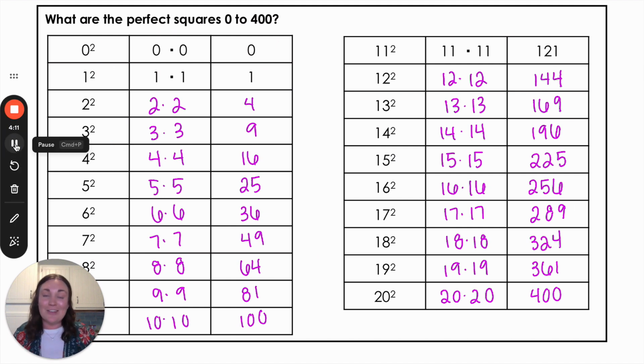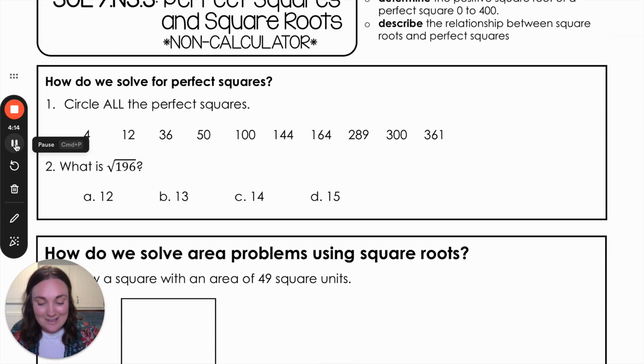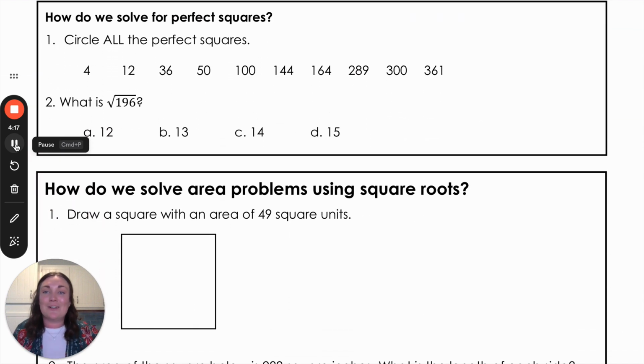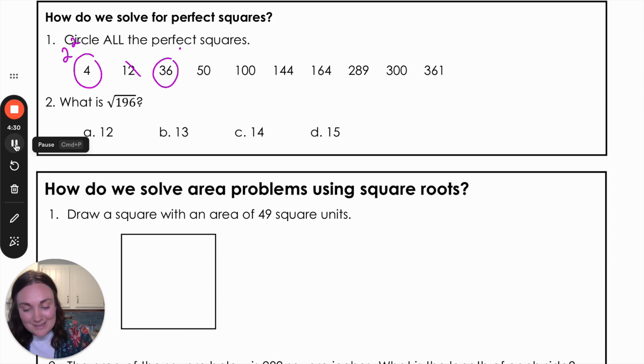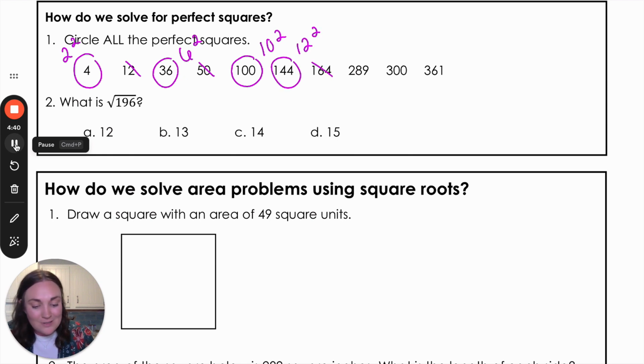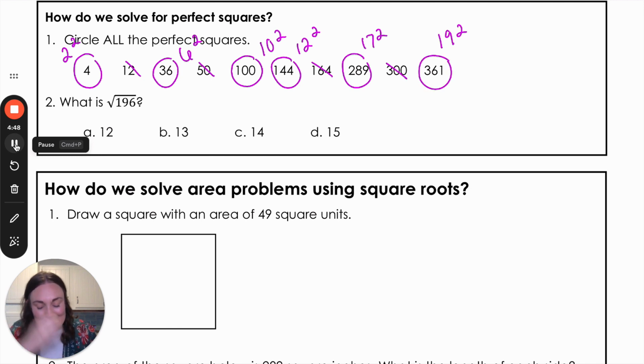All right, before we go, we're going to look at some test taking strategies. So first one, how do we solve for perfect squares? We're going to circle all the perfect squares. So this is where you really just have to have them memorized. So our perfect squares from this list are 4, because that's 2 times 2. 12 is not a perfect square, but 36 is 6 times 6. 50 is not. 100 is 10 times 10. 144 is 12 times 12. 164 is not. 289 is 17 squared. 300 is not, and 361 is our 19 squared.